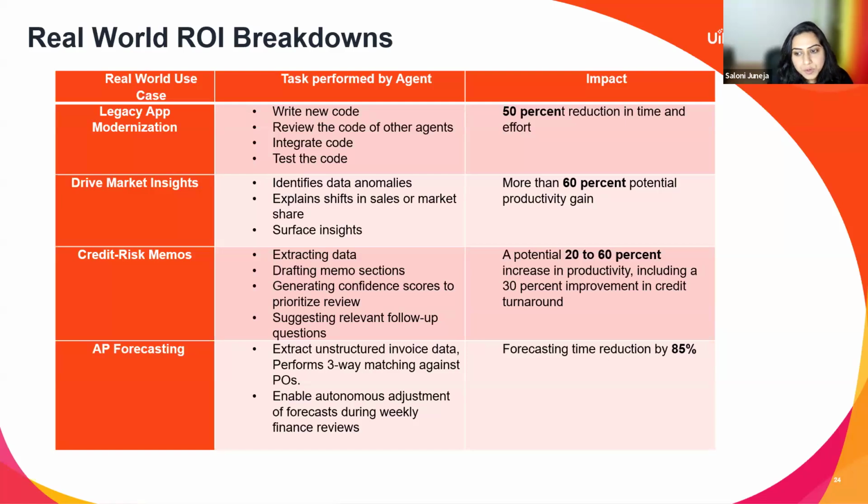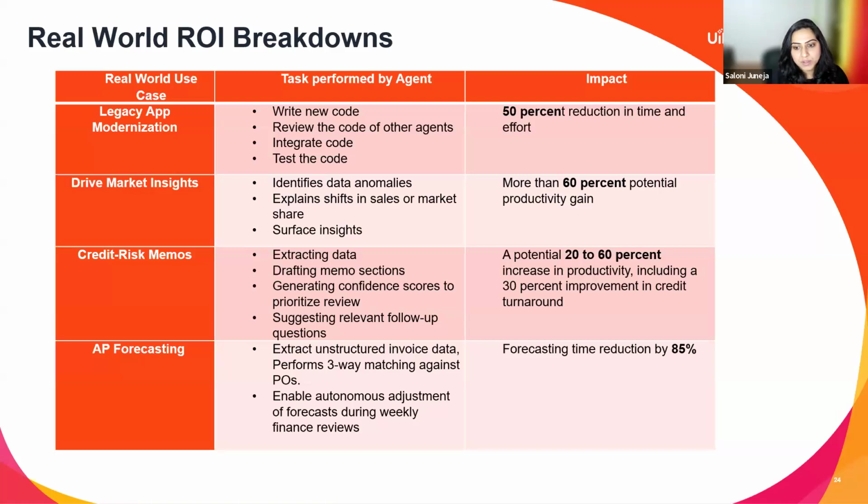Now that we have looked at a few pertaining to IT and marketing departments, which are more internal, let's move on to two more use cases, which are operational use cases. The first one is quite related to a finance environment, which is credit risk memos. These agents extract the data, and when I say data, it can be credit memos basically, and they draft these memo sections. They generate confidence scores to prioritize the review. They also suggest, which is a great feature, the relevant follow-up questions, based on which it can actually change.